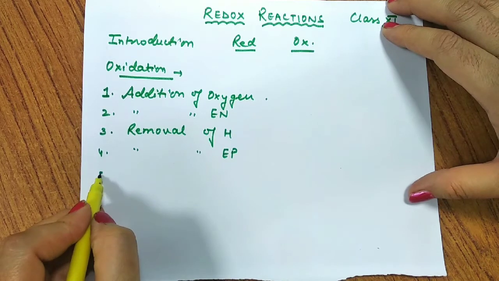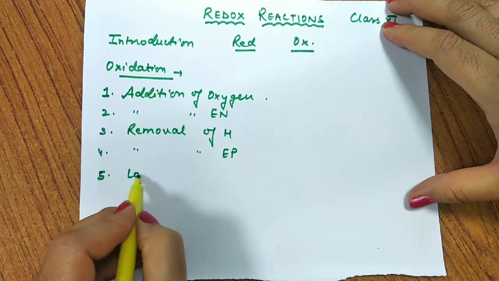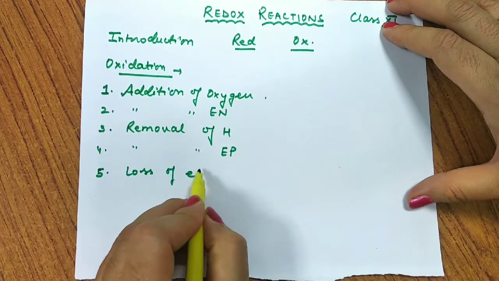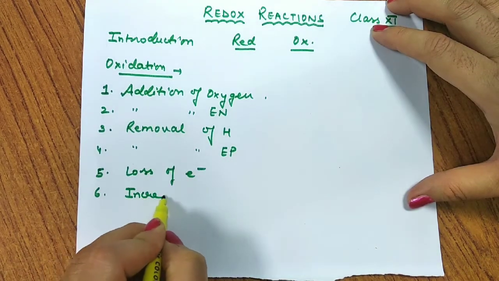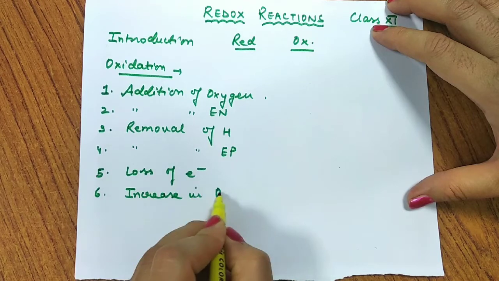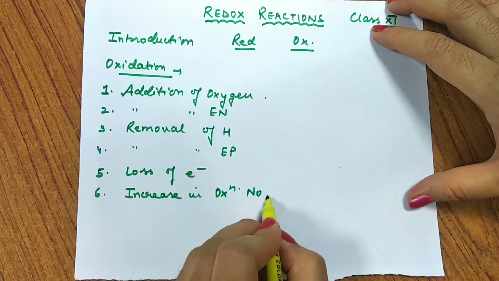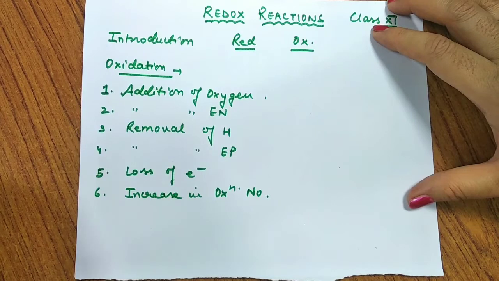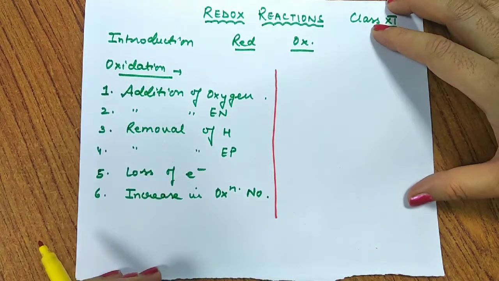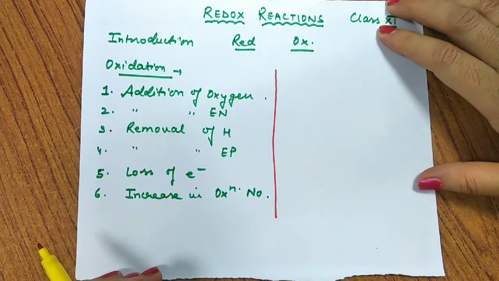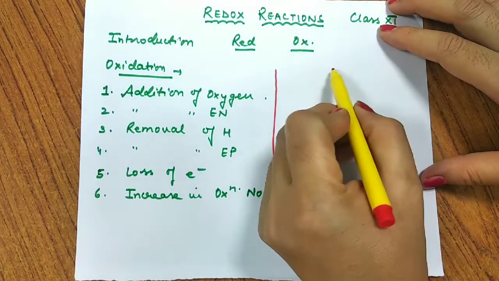Along with this, we have one more: loss of electrons also involves oxidation, and increase in oxidation number is also oxidation. Then what is reduction? If any of these points is observed in a reaction, we say that the substance undergoes oxidation.